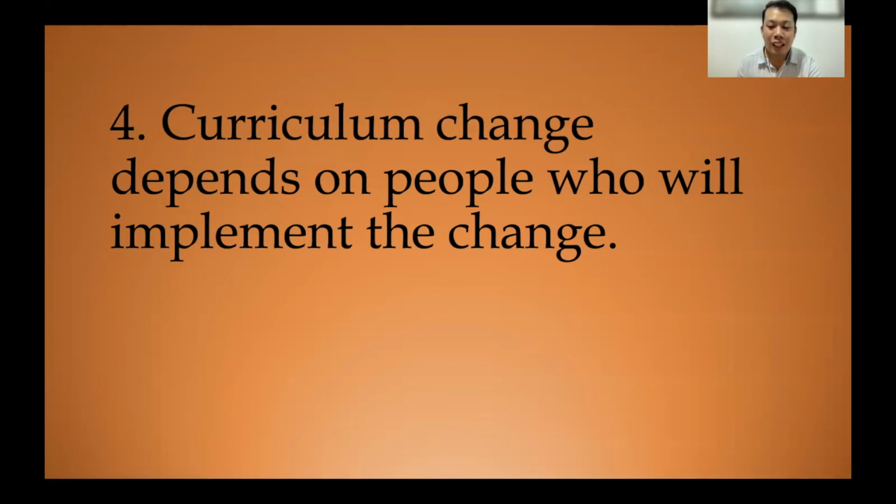And perhaps you will remember that one of the roles of teachers as curricularists is that we are initiators. So whenever there are changes in the curriculum, we are the ones implementing them since we are in the front line.